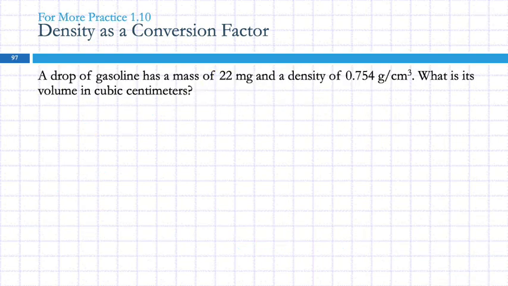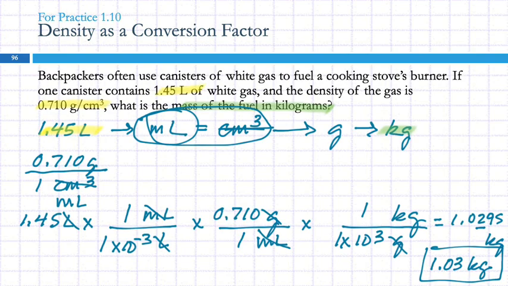Yes? I have a quick question. I'm not sure if I just did something wrong with my calculator. I got 102.9. Not really sure where I went wrong. You got 102? Yeah. Okay. I think I know what happened.